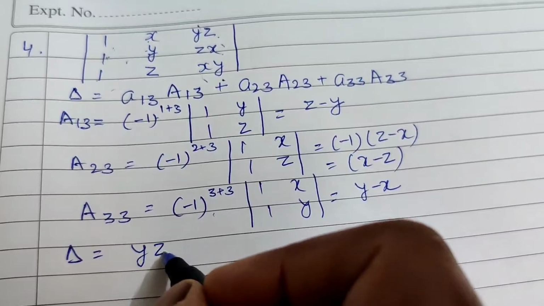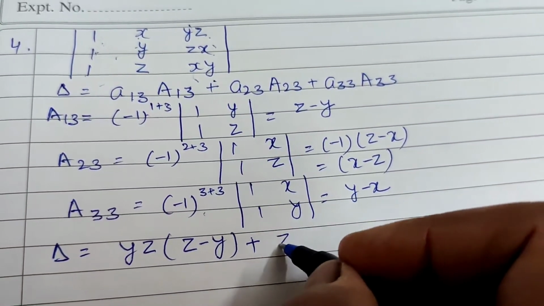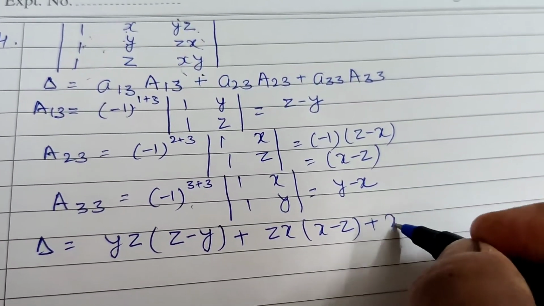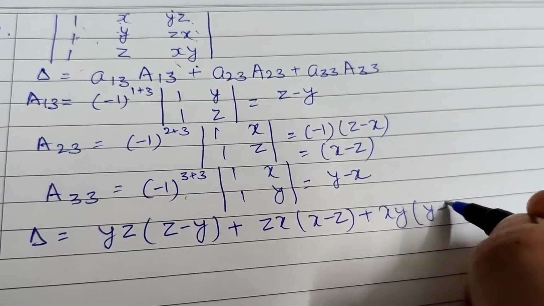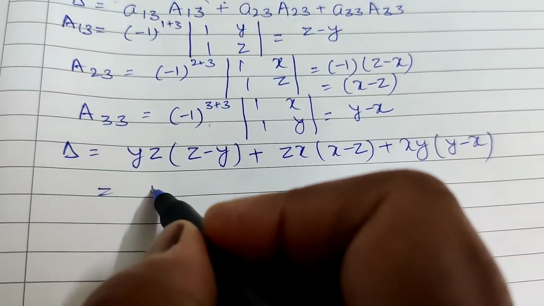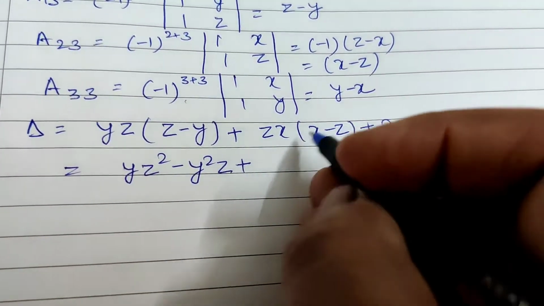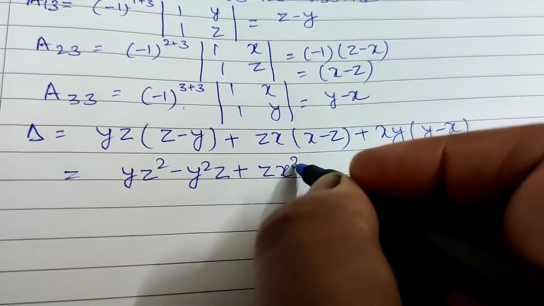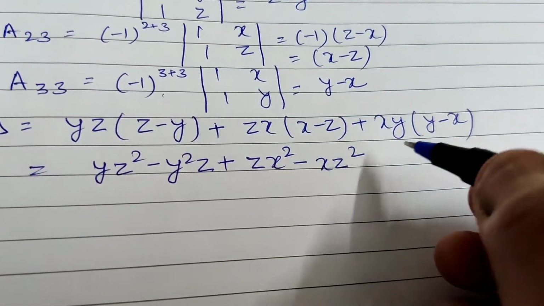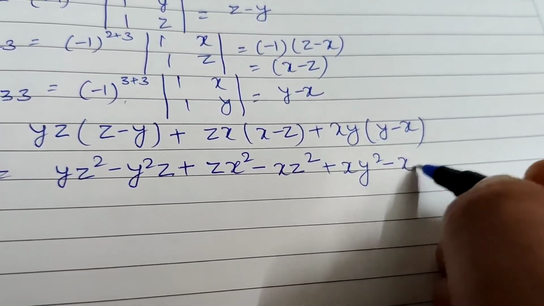Now put the values in the determinant. The first term is yz into z minus y, the second is zx into x minus z, and the third is xy into y minus x. Now simplify: y z square minus y square z plus z x square minus x z square and x y square minus x square y.